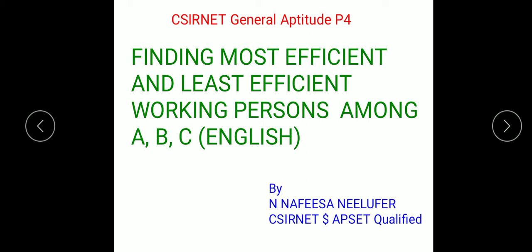So let's see a problem from the CSIR NET General Aptitude session. In this problem, we are going to find the most efficient and least efficient working persons among A, B, C. So in this we would come across a problem.